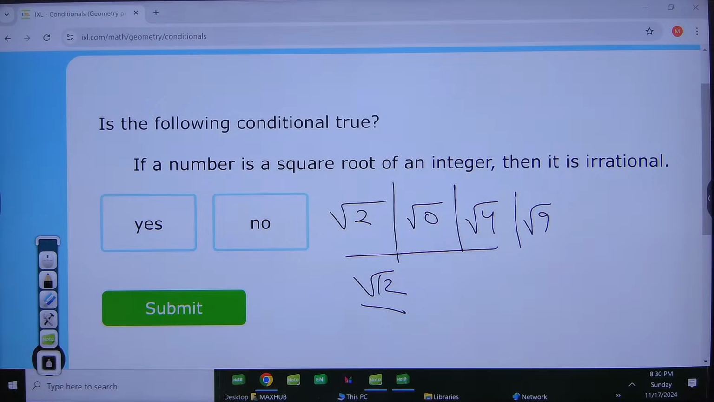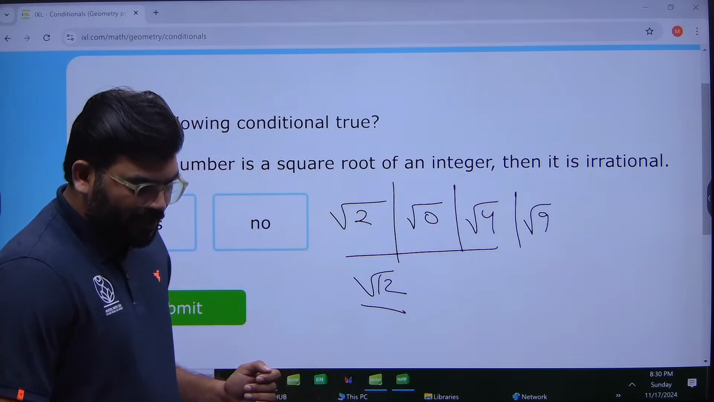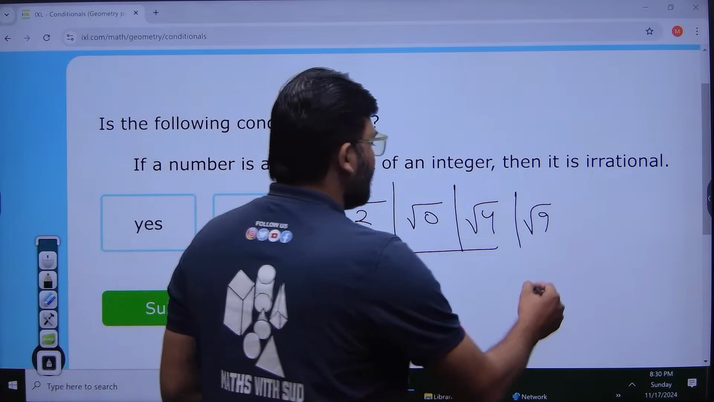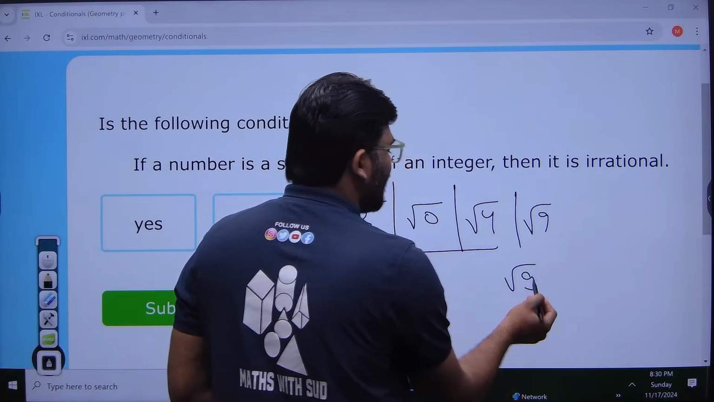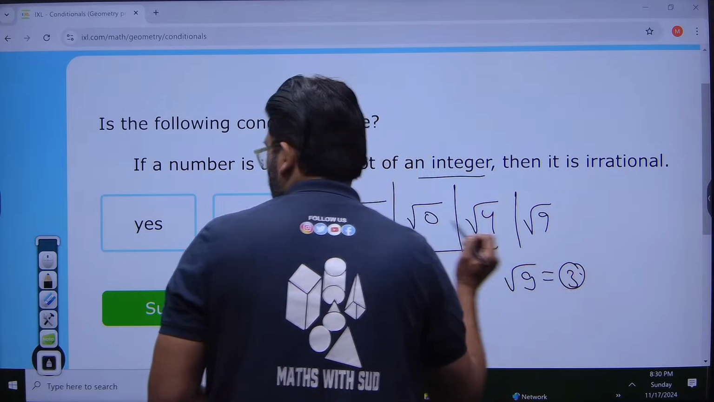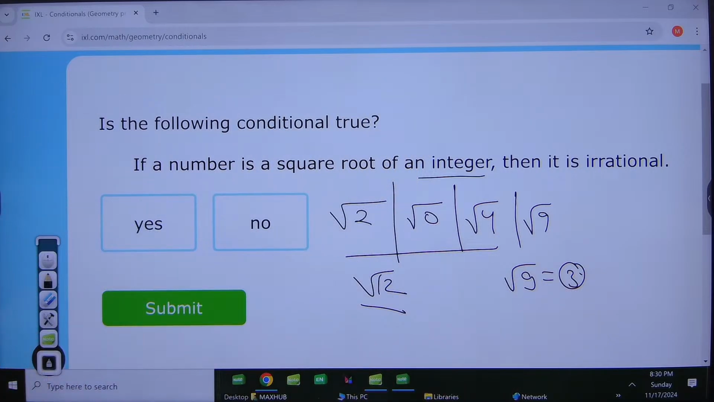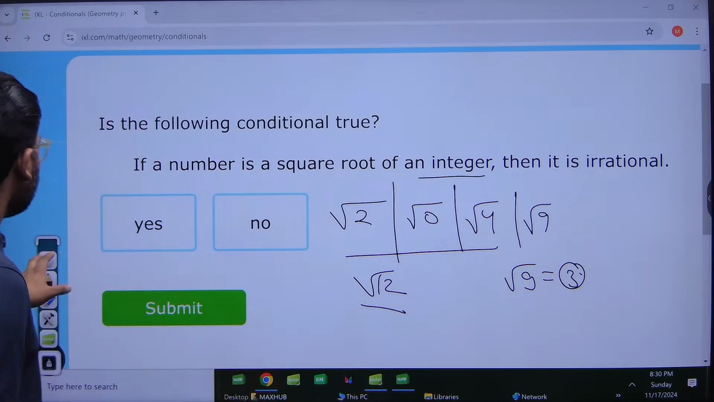No, because some of the numbers are rational as well. So if you want to give a counterexample, you can easily give square root of 9. This is a square root of an integer, but it is a rational number. This is 3 actually. Are you getting it? So I will mark it as no.